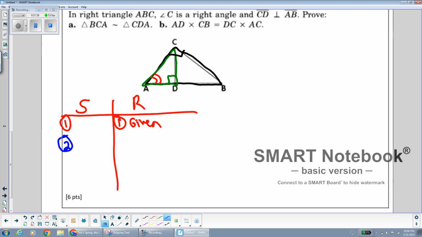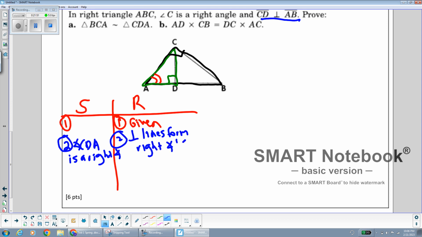So now I need to state how I know this is a right angle. So I'm going to put here angle CDA is a right angle. And I knew that from in my givens, it had the perpendicular lines. And I know that perpendicular lines form right angles. Okay, now that I know that that's a right angle, I can say that angle CDA is congruent to the right angle in the big triangle, angle C.